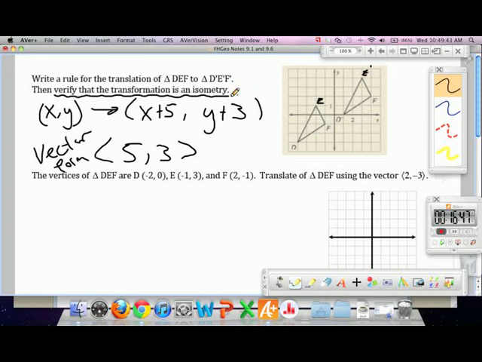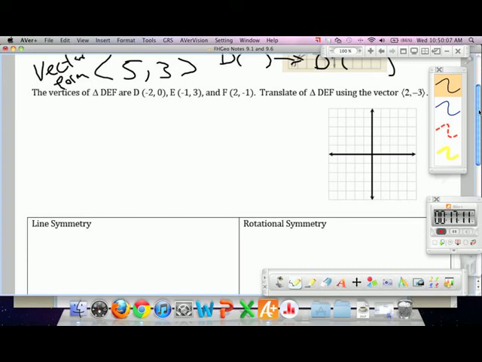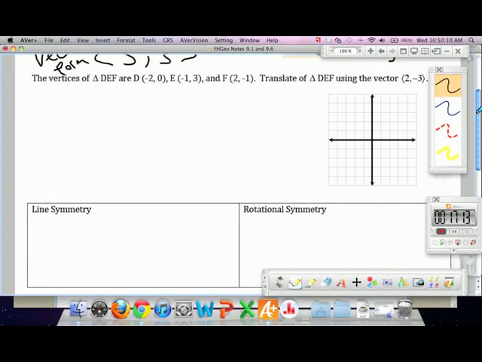On the other ones, notice I didn't tell you to verify it. How do you show that? D starts here and it goes to D prime, which is here, and make sure that this formula gets you there. E takes you to E prime and the formula gets you there. There's one more example of this. If you want to do this one on your own, you're welcome to. This time I just give you the rule as a vector translation, as opposed to the explicit rule.